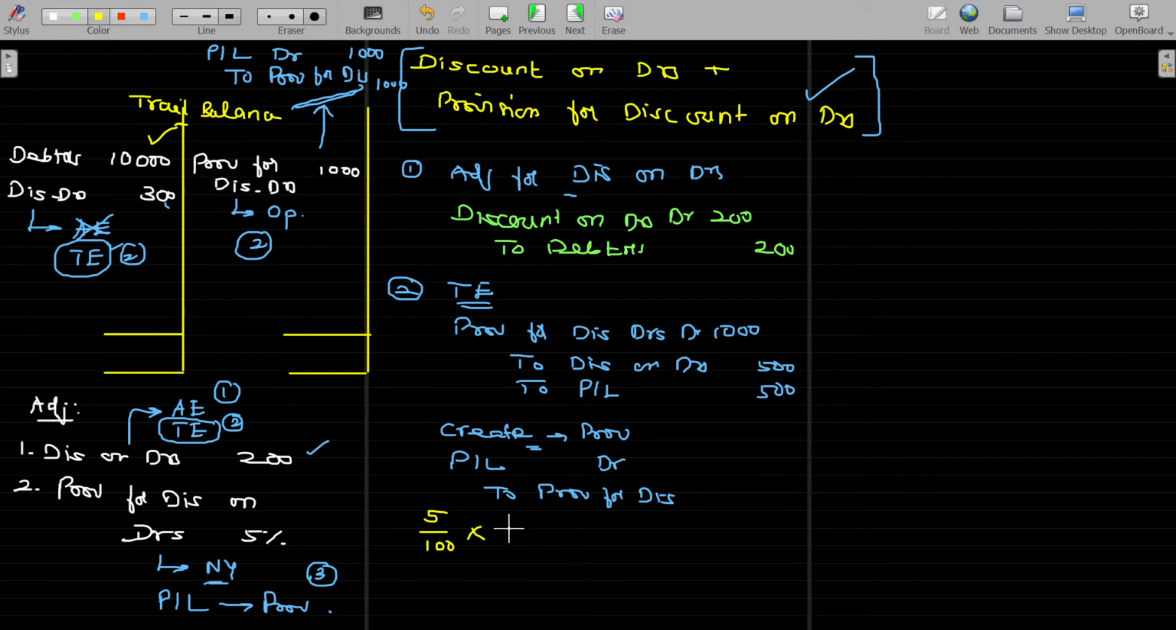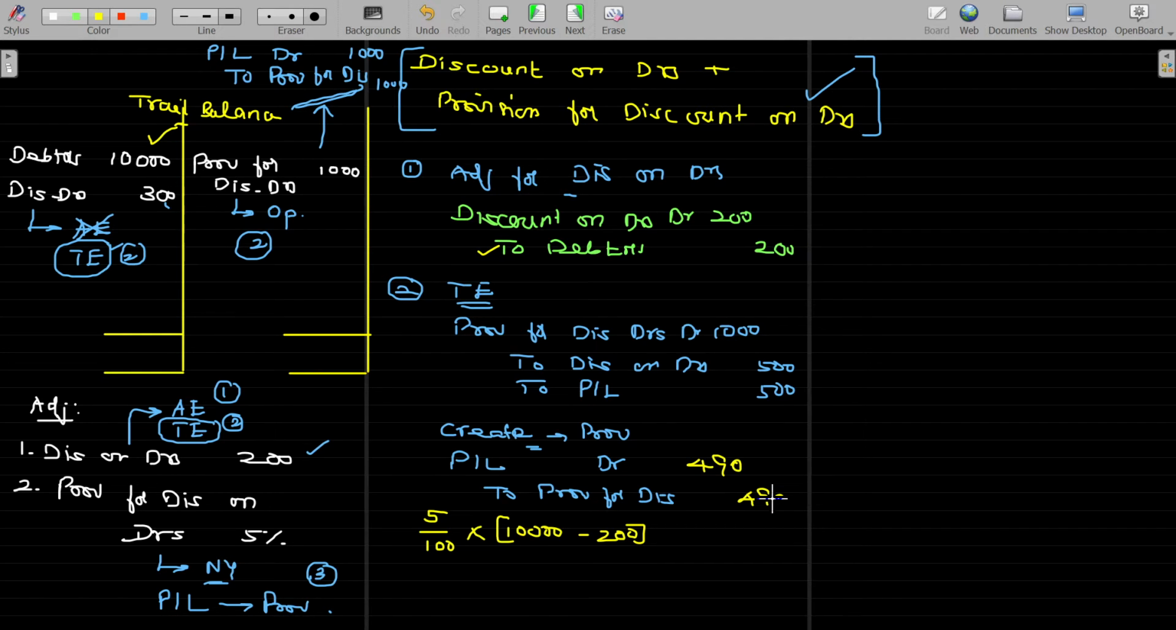Actually, we have 10,000 rupees as the balance in debtors as per the trial balance. By passing the adjustment entry, debtors is subtracted by 200 rupees for the unadjusted discount on debtors. Thereafter, we have only 9,800. For the 9,800, 5% will be created. So 490. If you are creating any provision, what is the debtors balance up to that point?